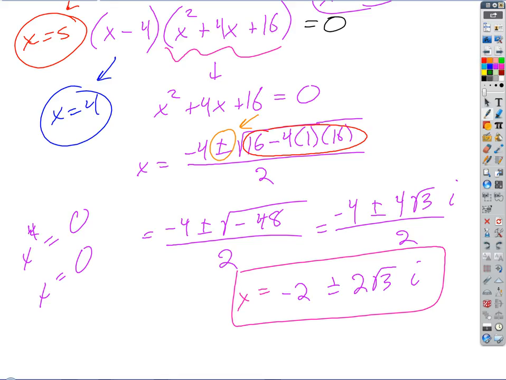Look at the nature of these solutions. How could we describe, if I break those into two separate, let me take a picture of this.